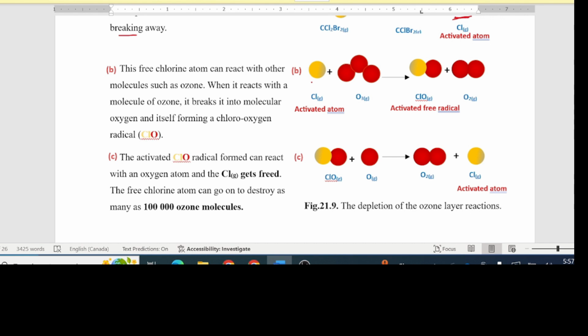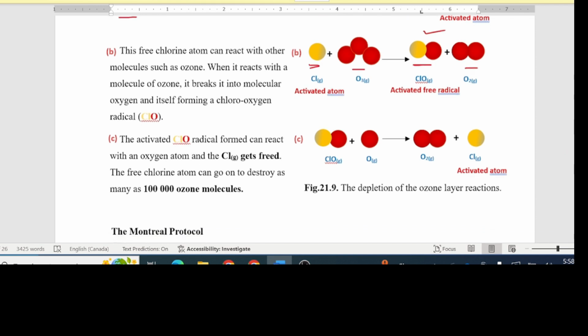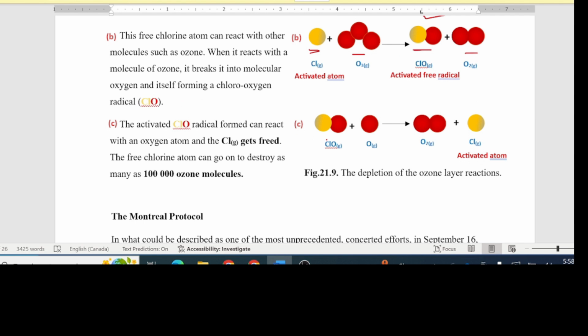This free activated chlorine atom then reacts with an ozone molecule here and produces an oxygen molecule and this chloro-oxygen species here. This chloro-oxygen radical also is an active species, and it is also capable of reacting with other species very willingly. So what does it do? It now encounters another oxygen atom, and in so doing it produces an oxygen molecule, and that gets freed.